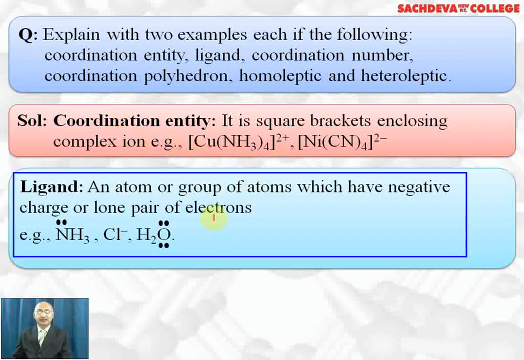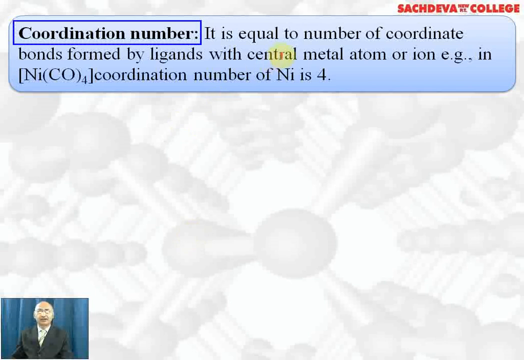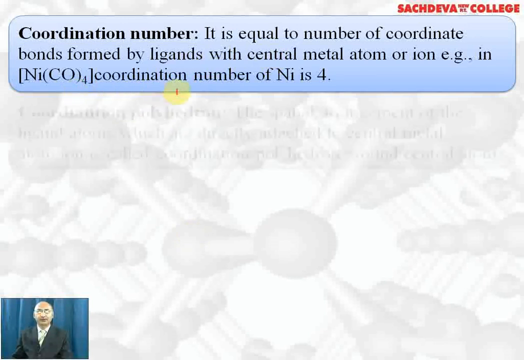Ligand: an atom or group of atoms which is negatively charged or has a lone pair of electrons. It may be neutral having a lone pair of electrons. It can even be positively charged, but it must have a lone pair of electrons. These are called ligands. Coordination number is equal to the number of coordinate bonds formed by the ligand with the central atom or ion. It is also called the number of sigma bonds formed. For example, in tetracarbonyl nickel(0), the coordination number of nickel is 4.